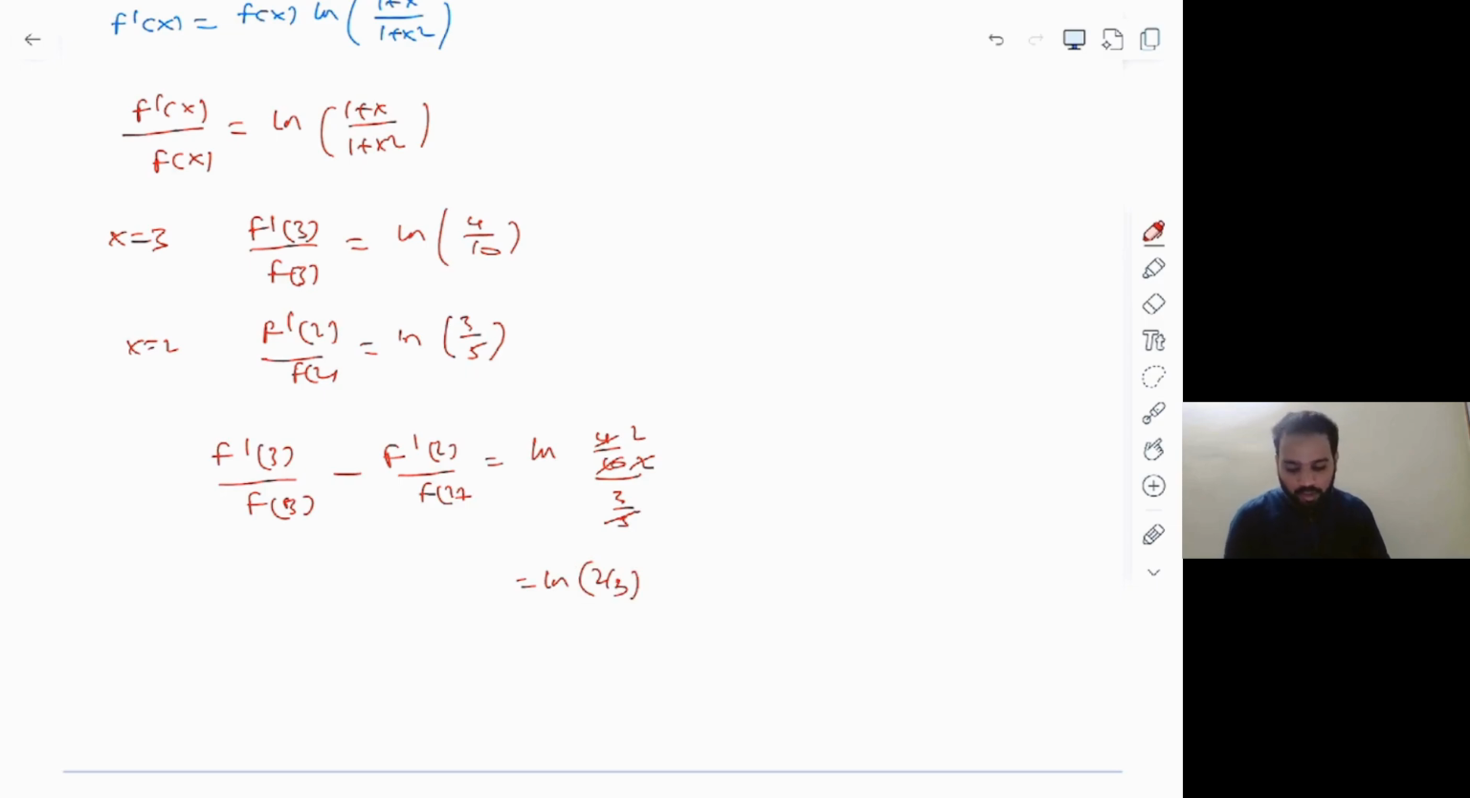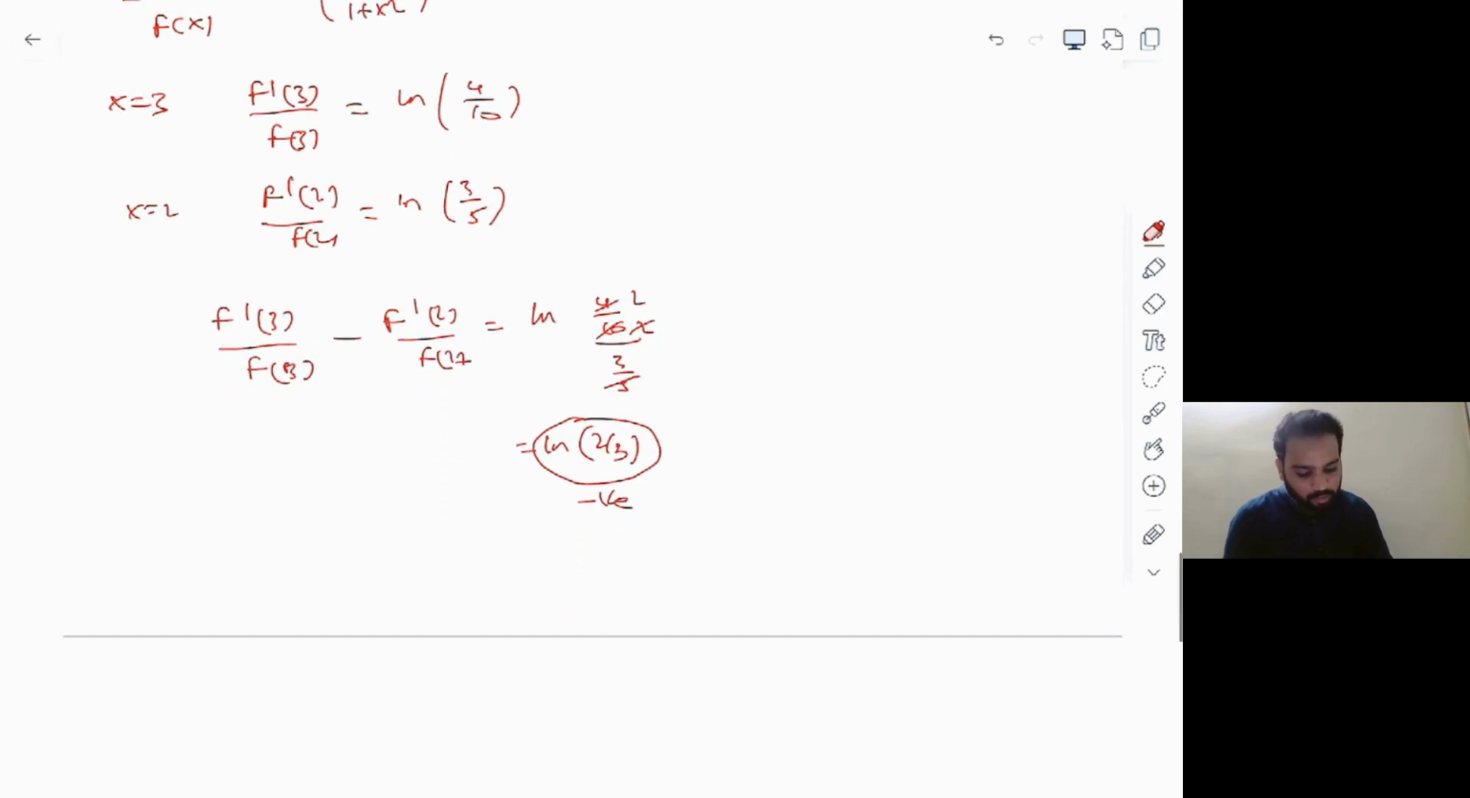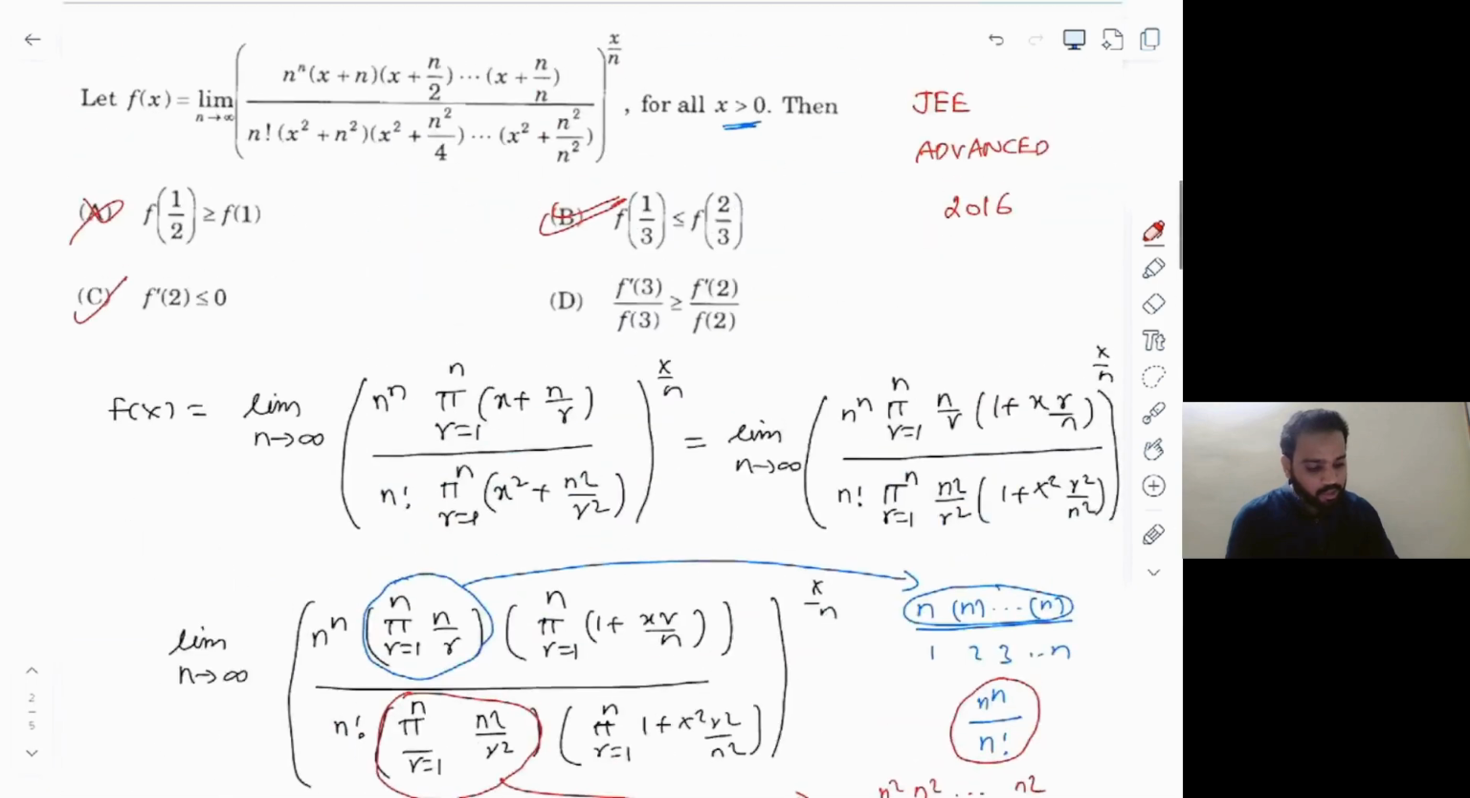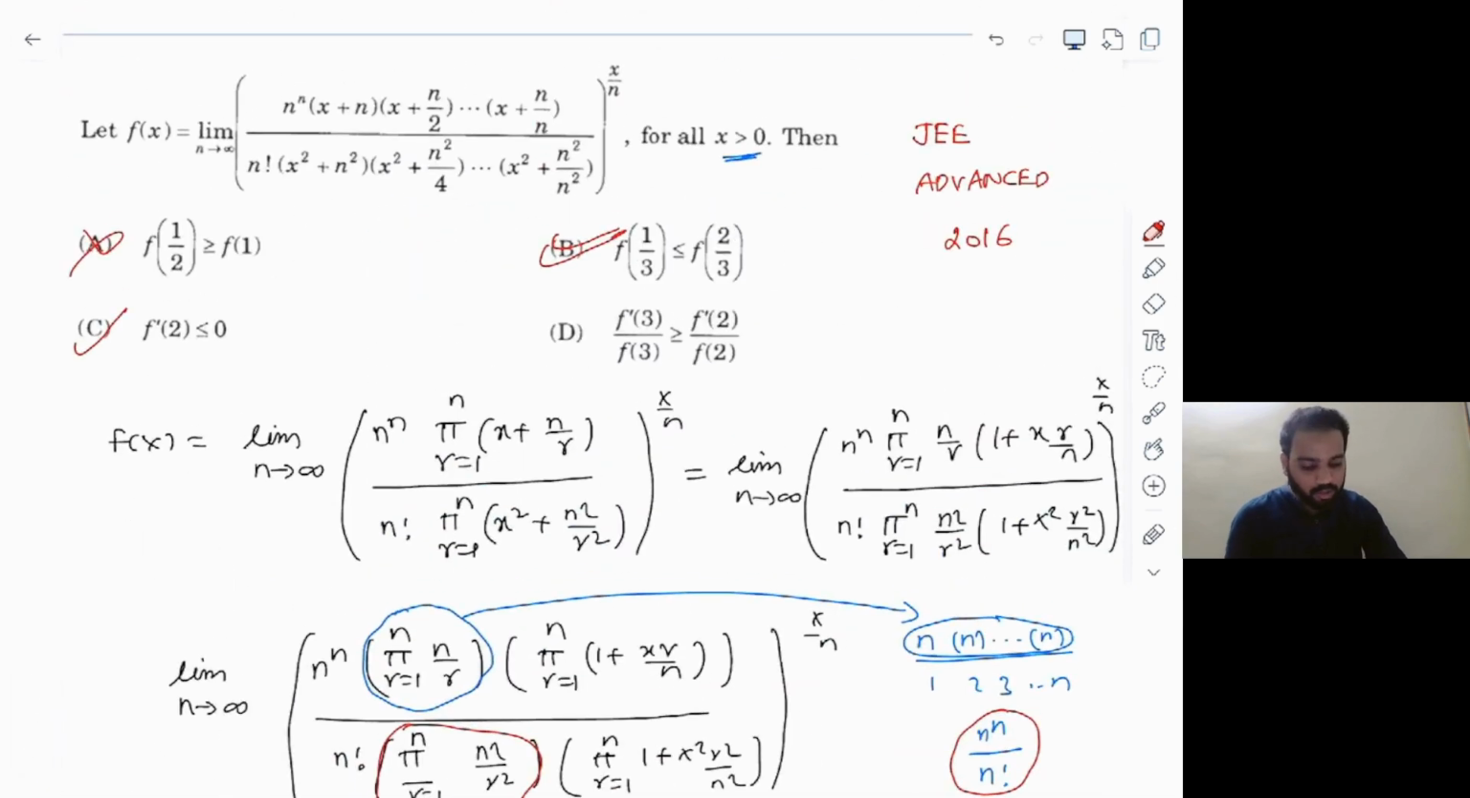But just now I have told you, right, log of a value less than 1 is obviously a negative value. So ln of 2 by 3 is negative. So finally you can say that this entire value is less than 0. Now you can take this term to the right side, and finally you get the conclusion f dash of 3 divided by f of 3 is clearly less than f dash of 2 divided by f of 2. But it is exactly reverse in option D here, which makes option D also false.